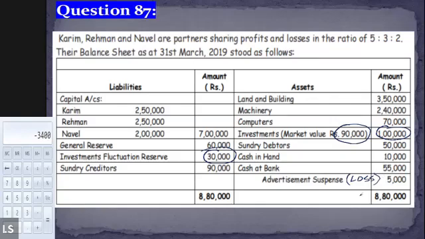It is a kind of loss. And then we have a general reserve of rupees 60,000 on the liability side, you can see. And then we have the capital account balances of the partners, 250, 250 and 2 lakh. Then the value of the creditors is also there, 90,000. All right, so I hope the asset and liability sides of the balance sheet are clear to all of you.